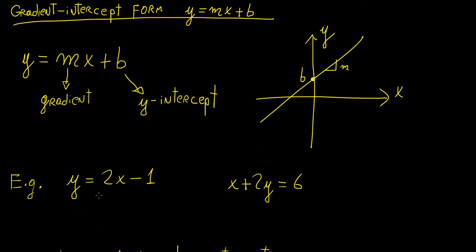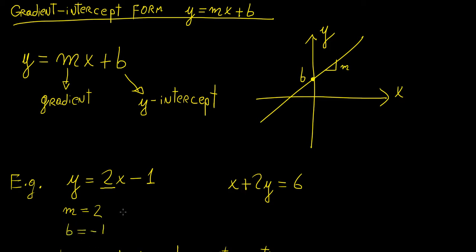To give you a few examples, we can have a situation like this one in which we're given y equals 2x minus 1. And we want to find out what the gradient and y-intercept are. In this case, it's very obvious. We already know that the gradient is going to be 2, and the y-intercept b is going to be equal to minus 1.